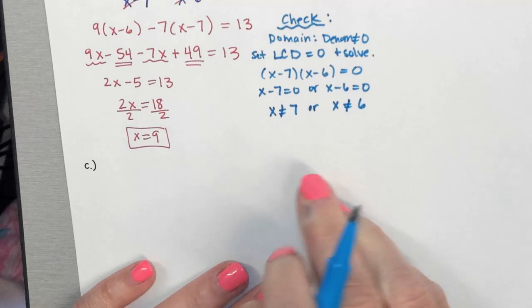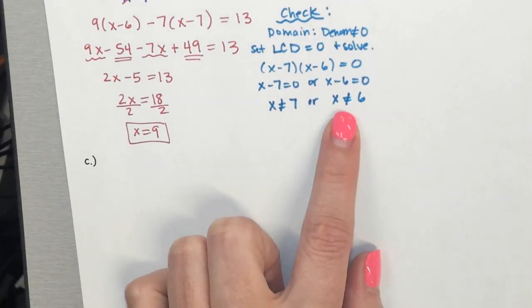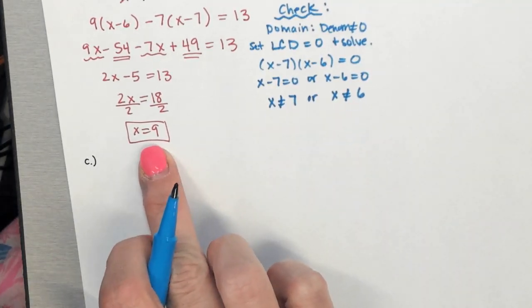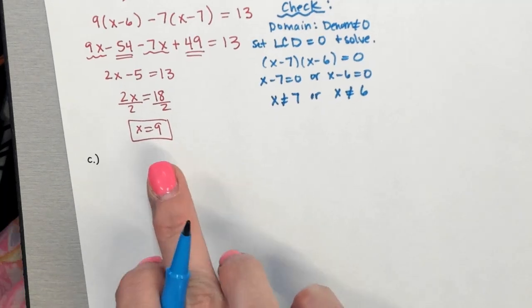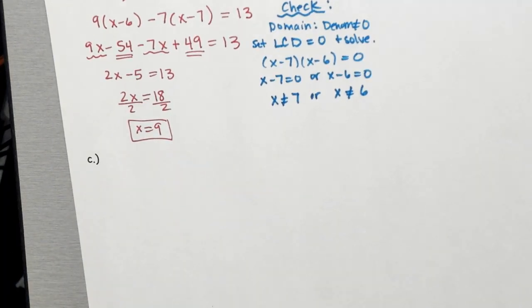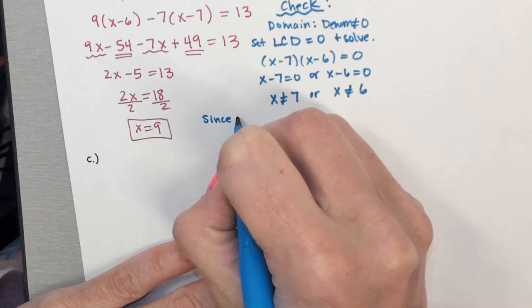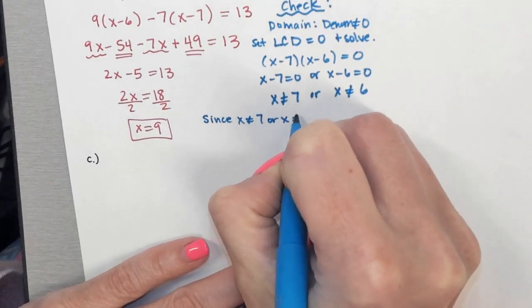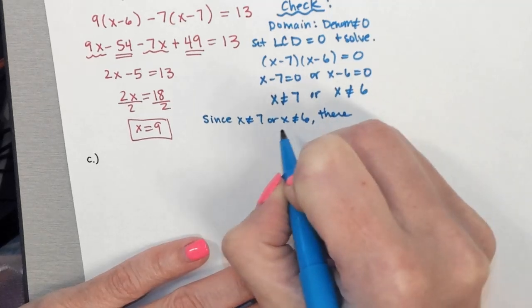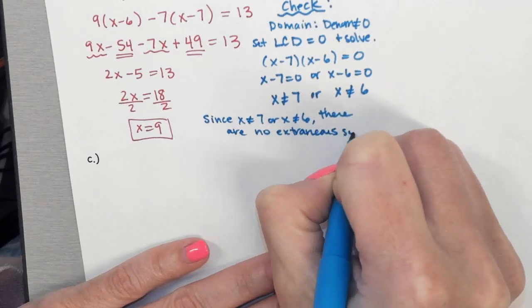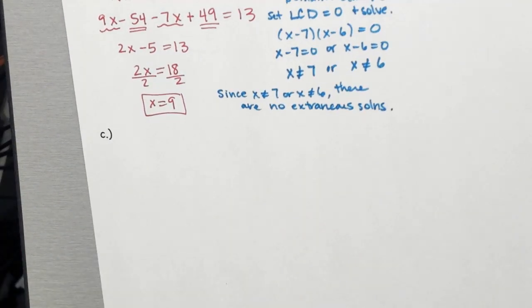So these are the two restrictions. x can't be 7 or x can't be 6. So all you have to do is look at your solution. If the solution is not 7 or 6, then there is no extraneous solution. So since x does not equal 7 or 6, there are no extraneous solutions.